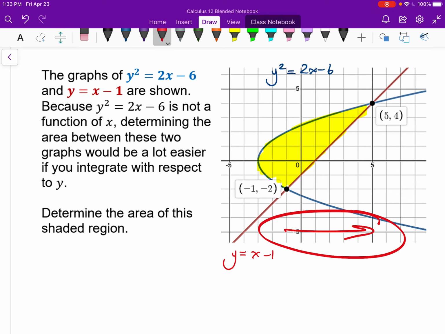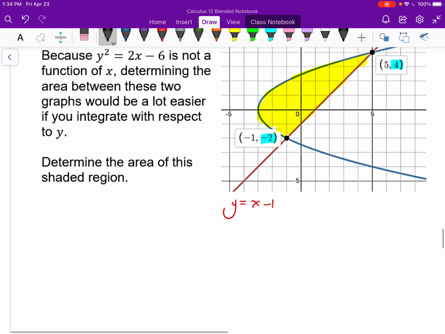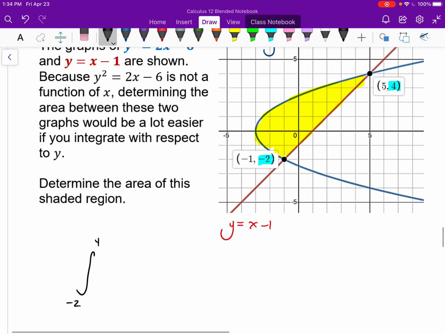What we're really doing is thinking about integrating with respect to y instead of x, which means the bounds we're integrating between, I want to pay attention to the y coordinates from -2 to 4. And so this region that I want to find, I can express as the integral from -2 to 4 of the function that's greater in terms of x, right?